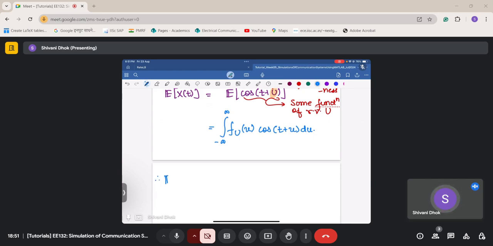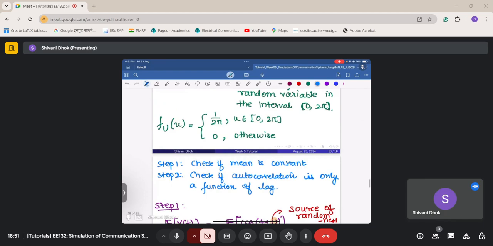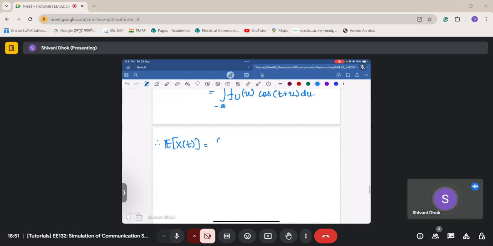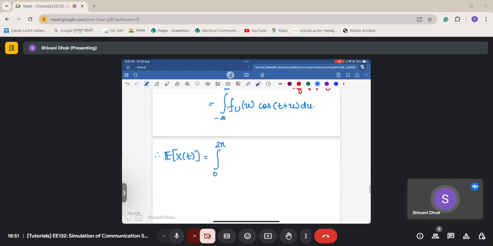So therefore we have this expectation of x of t as, what is here f_U(u)? It is 1 over 2 pi only in the range of 0 to 2 pi, otherwise it is 0. So we can write it as the integral from 0 to 2 pi, because otherwise this PDF quantity will be equal to 0. And in this range it is a constant times cos of t plus u, du.